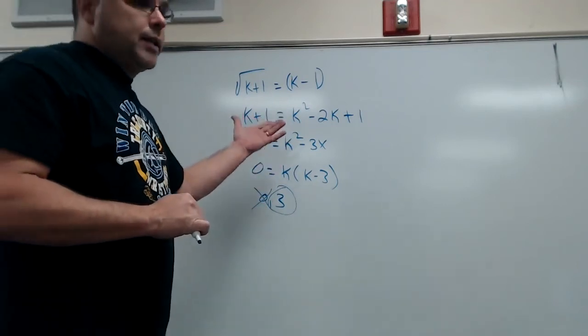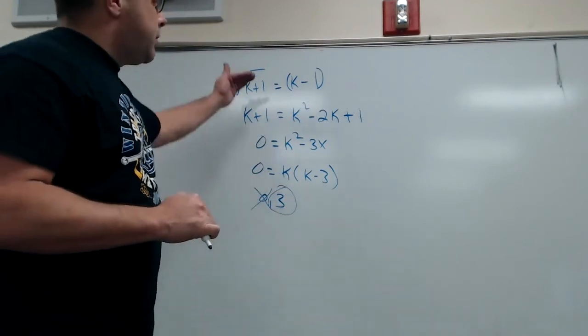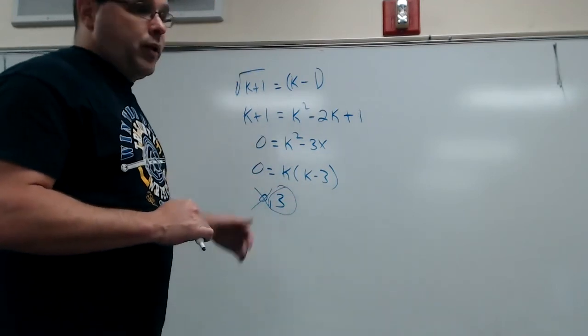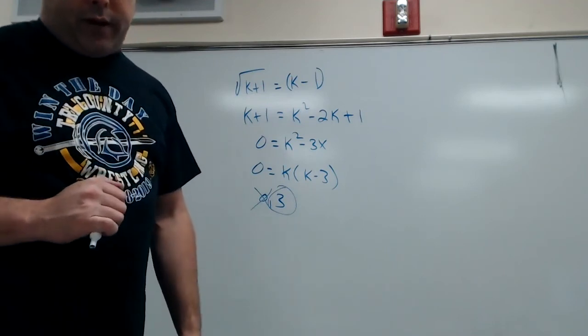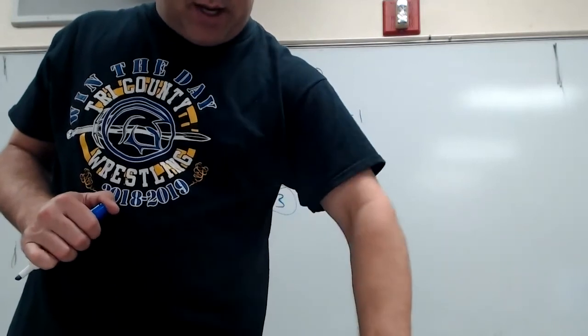Okay? So that's why it's so important whenever we're working with square roots and stuff like that, we double check our answers. Some other times it's not as important, but whenever we're working with radical functions, we need to double check our answers because they will spit out stuff that does not work.